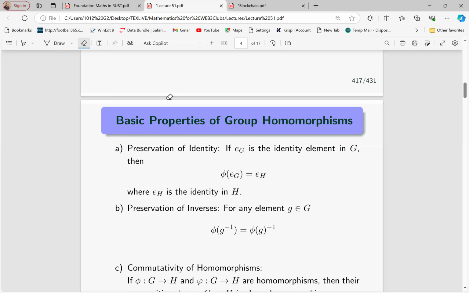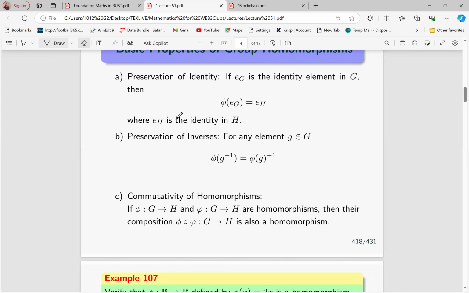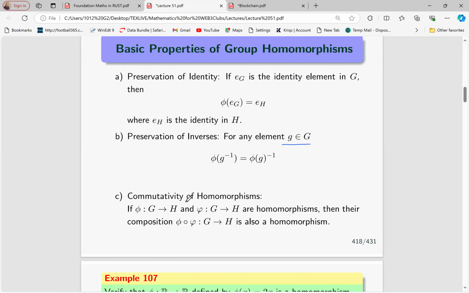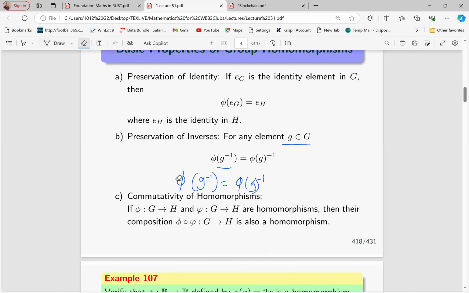Then the other thing that is preserved is the inverse, preservation of the inverse. What that means is that if g is an element in G, then phi of the inverse of g will be the same as phi of g inverse. So those two will be the same. There's not much here actually. It's just the same thing, but now the bracket has changed position.